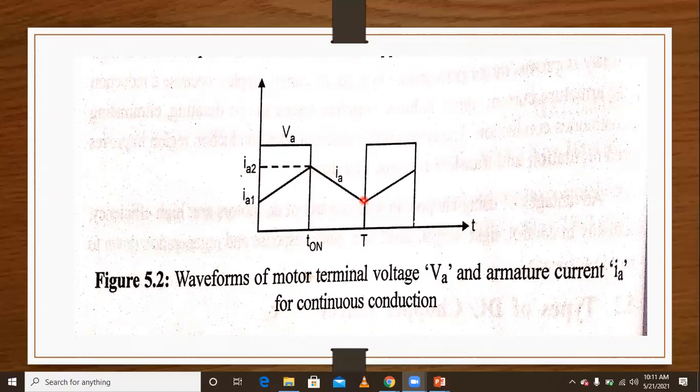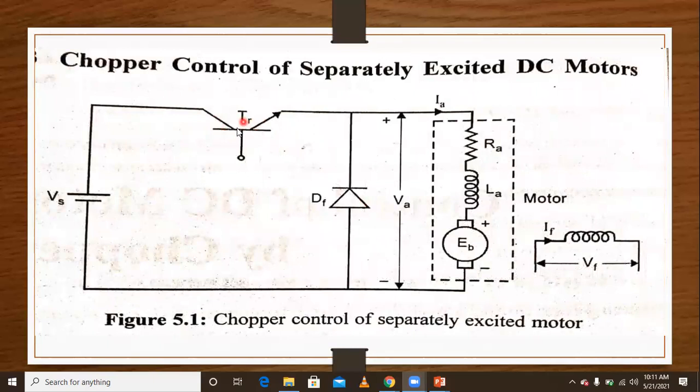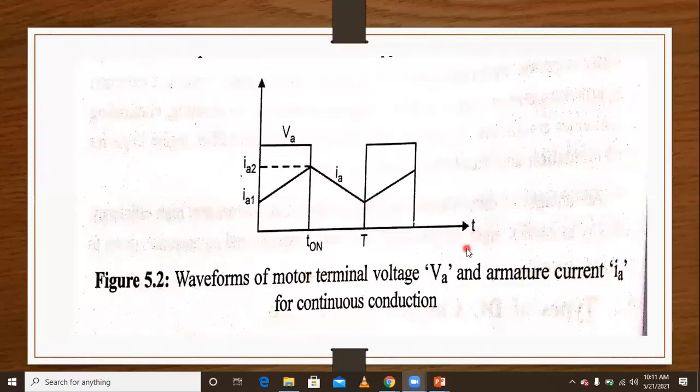Okay, the chopper is turned on again. Understood? Chopper is turned on means the supply is connected to the DC motor, and so the armature current increases like this. During this period, 0 to T on, the chopper is turned on. That means the current increases from the lower limit to the upper limit, IA1 to IA2.